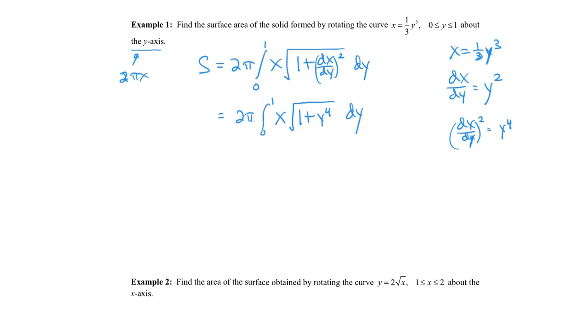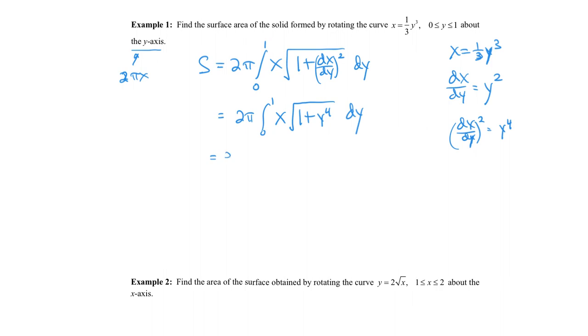So we're getting closer to an integral that we can start working on, but you might notice there's still a problem with this. This is a dy problem. We've got this x here. This is an easy fix though, because x is the same thing as 1/3 y cubed. So I can swap out this x with 1/3 y cubed. So the 1/3 I'm just going to pull out front.